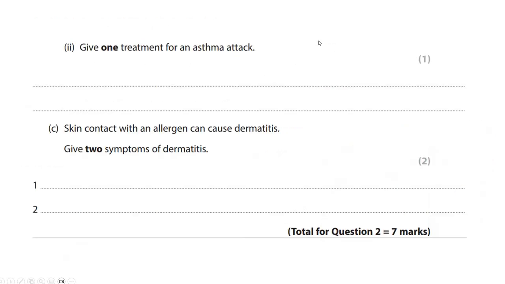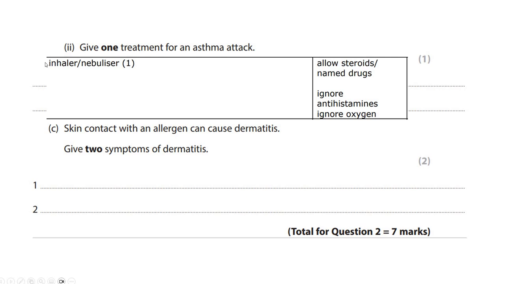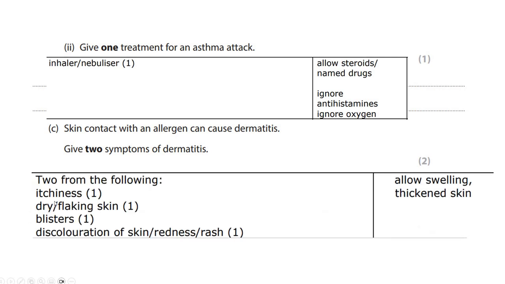Give one treatment for an asthma attack. So an inhaler or a nebulizer would be the most obvious one, but you could also say steroids. Skin contact with an allergen can cause dermatitis. Give 2 symptoms of dermatitis. So any 2 from itchiness, dry or flaking skin, blisters, discoloration of the skin or redness or a rash, or you could have swelling or thickened skin.